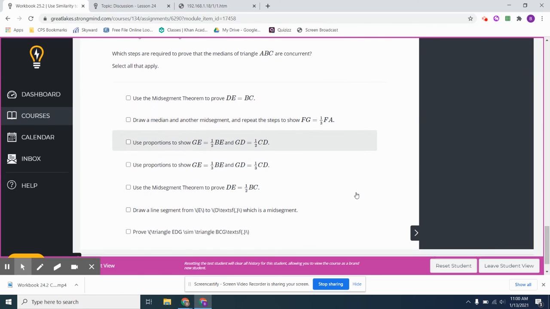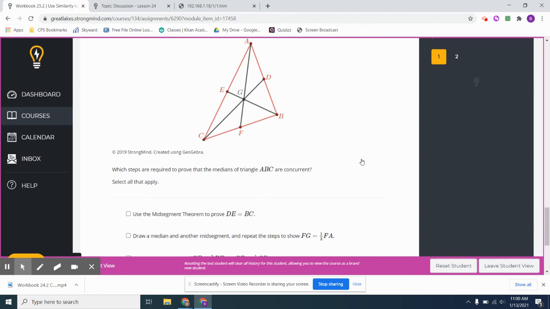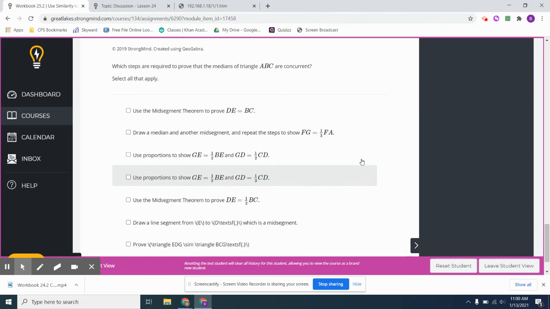All but 2 of these will be checked. So which steps are required? The only ones that are not required is this first one. Look for the one that says use the mid-segment theorem to prove that they're things. Don't mark that one. And then these two are very similar, and the one that you're supposed to use is the one that's 1/3, but not 1/2. So then mark everything else, but the one that says 1/2 and that one right there.